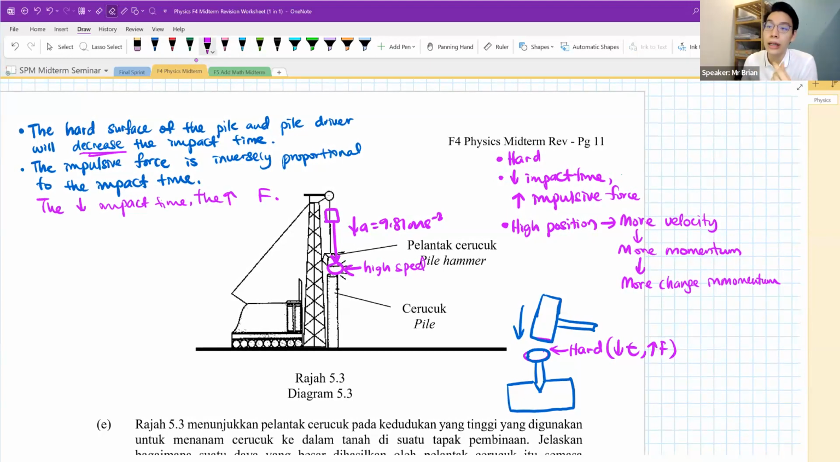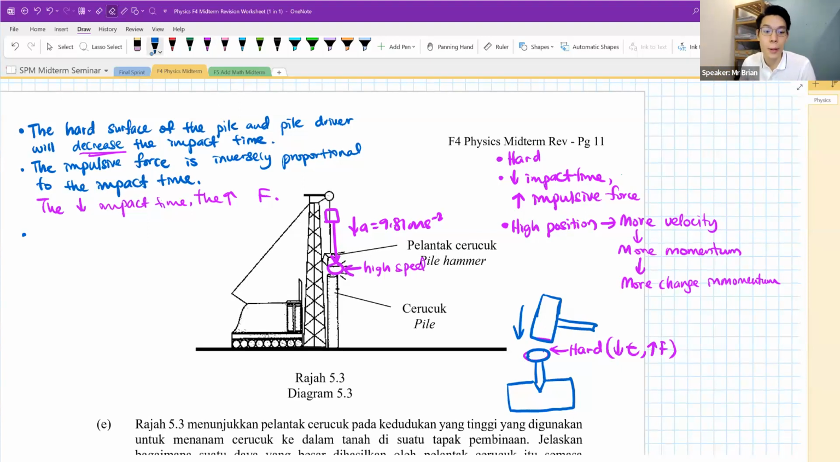That is trying to explain, right? How come decreasing impact time will give you more force? It's because they go opposite way. Less time, more force. So that's what I'm trying to explain, my first point there.